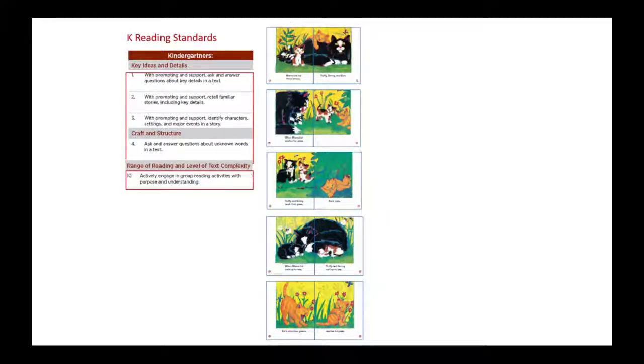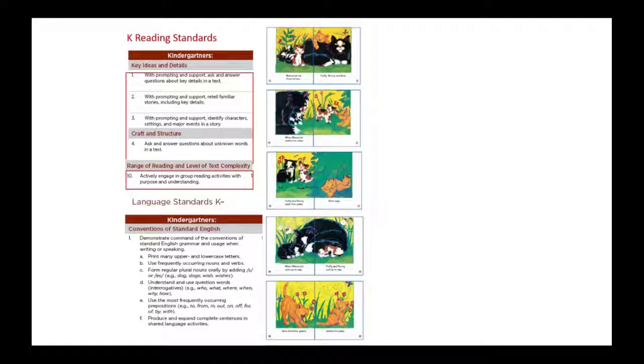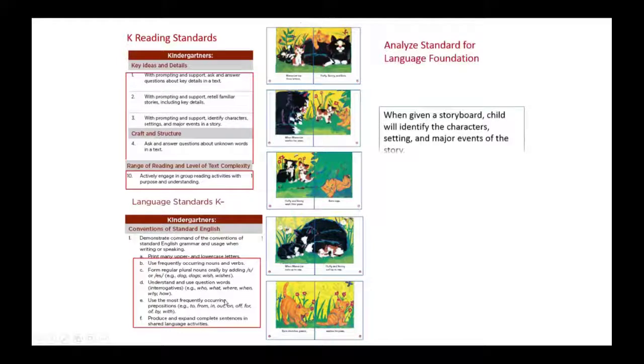Actively engage in group reading activities, so one of those pragmatic goals, and then also a lot of the grammatical kinds of things or language things. Frequently occurring nouns and verbs, plurals, interrogative questions, prepositions, etc. So we can just write our IEP goals.